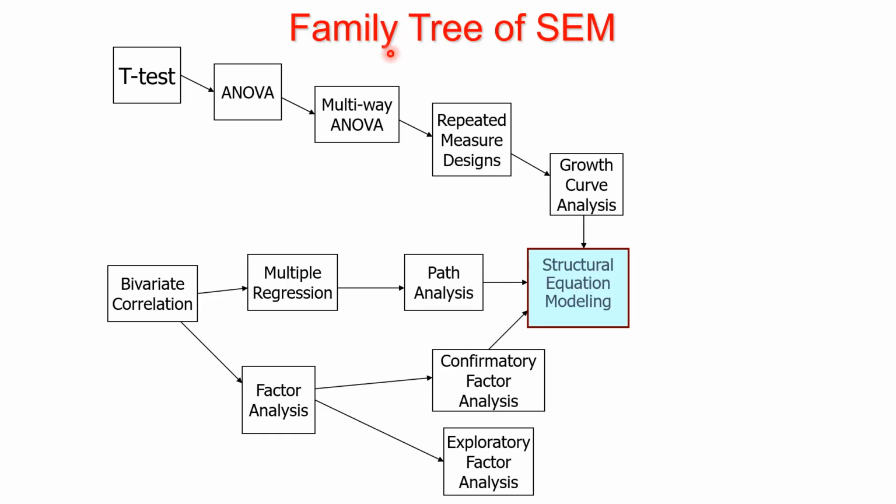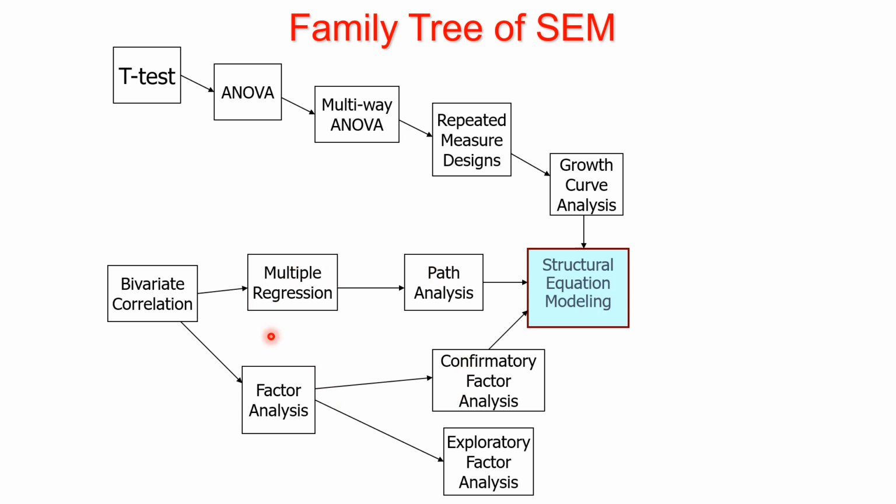Now let's have a look at the family tree of SEM in order to understand the key differences and the similarities. On the top side, you can see the t-test and ANOVA. This is a separate family, whereas our discussion is focused on this particular aspect of the family tree. Whether it is factor analysis, regression, confirmatory factor analysis, exploratory factor analysis or structure equation modeling, the building blocks are always correlation analysis and regression analysis. That's why they are part of the family.